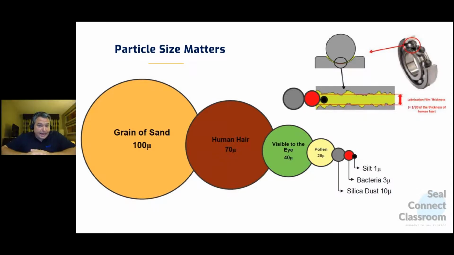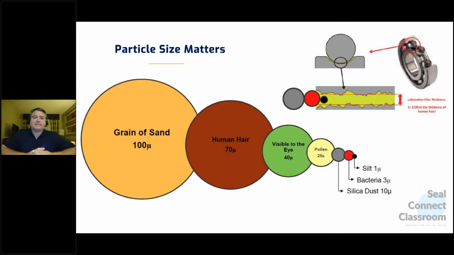Now they can break down. They can get into other clearances and start to break down. So you definitely don't want to have sand or any other 70, 50, 40 micron particles. But the stuff that gets down into the clearances of the bearings, those are the ones that are really damaging.